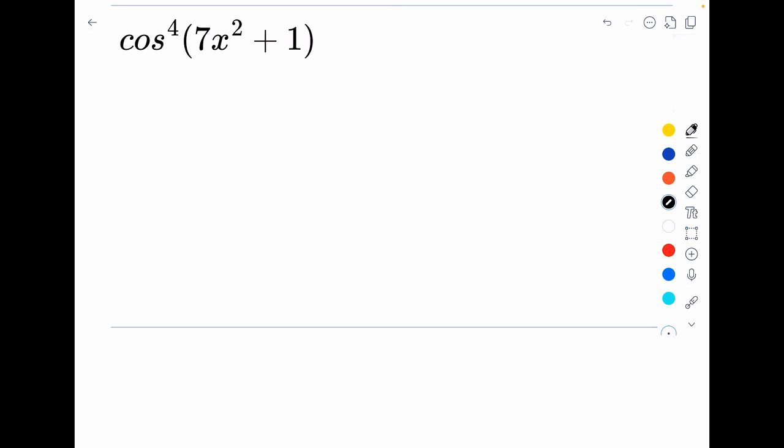Alright guys, now what about in this example? What do we do here? Well, we've got cos to the 4 of 7x squared plus 1. So there's two functions here, right? With the outer function being cos. Wrong.